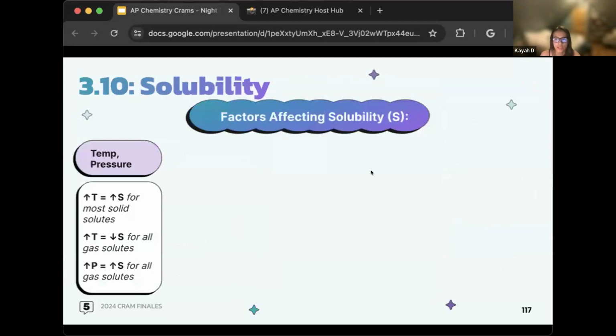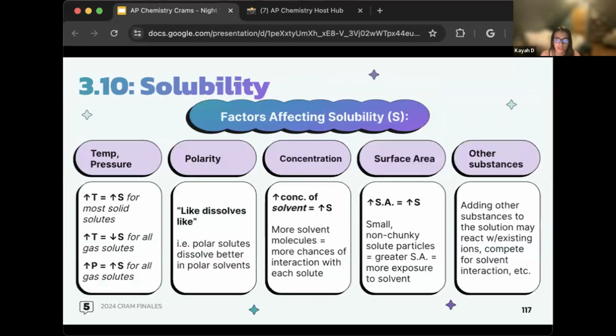Next thing we have is solubility. Some factors affecting solubility are temperature and pressure. Increased temperature will increase solubility for most solid solutes, and increased temperature will decrease solubility for all gas solutes. Okay, and then increasing pressure will increase solubility for all gas solutes.